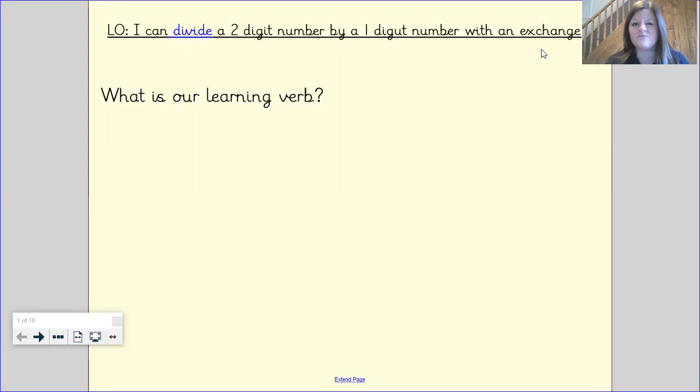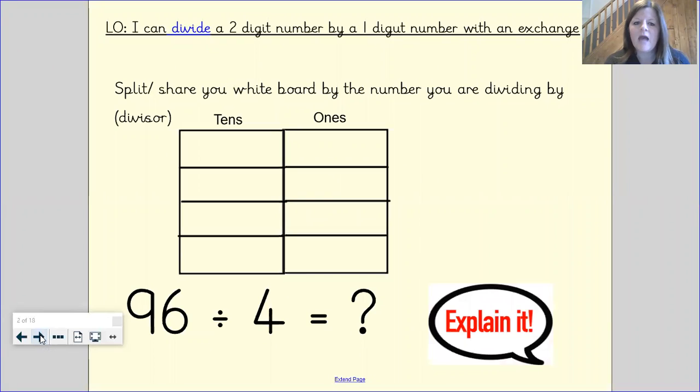Okay, so we are going to be dividing with, what's that other word for dividing? We're sharing, we're grouping, okay? On Friday, we did it with known facts, and today we're moving on to do 2-digit numbers by 1-digit number with an exchange. So, as we did on Friday, split your whiteboard, or I have saved the hundreds, tens and ones grid that you can print off, or you just draw out one like this. So we want to share or split your piece of paper by the number that you're dividing by, the divisor. So for this example, we're doing 96 divided by 4.